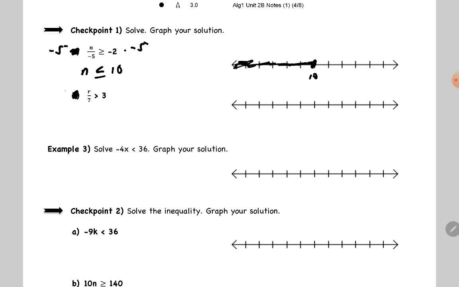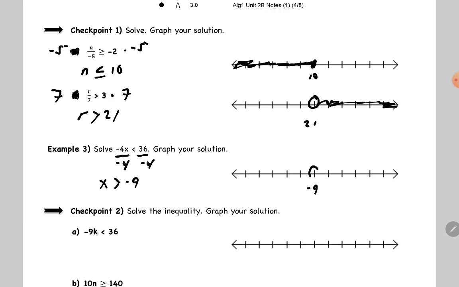So here, we're just multiplying by a positive number. So we're not going to change the sign. So 21, open dot, shade to the right. Okay. So 4x is less than 36. That means we have to divide by negative 4 to both sides. So since we're dividing by a negative number, we have to change the sign. So instead of less than, becomes greater than, and then we get negative 9. So negative 9, open dot, and everything that's bigger.